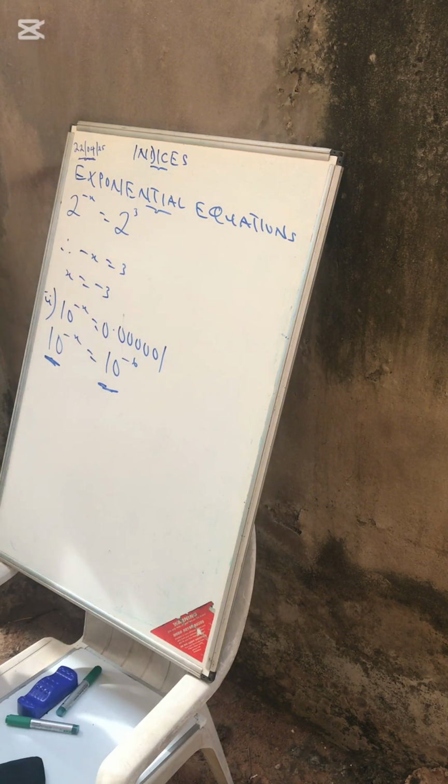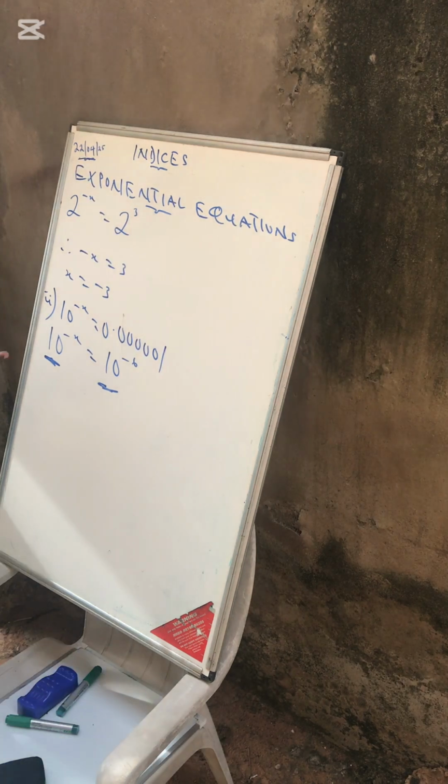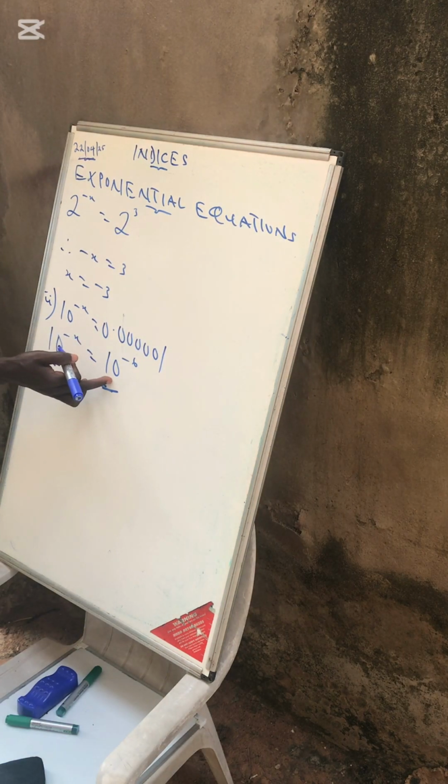Minus 6. Are you sure? I said this one is the same as 10 to the power minus 6, right? 10 raised to the power minus x is equal to 10 raised to the power minus 6. That's the next thing to write. The bases are the same. 10 is the base, minus x is the power. 10 is the base here, minus 6 is the power. You can see that on the left hand side, the base is the same as the base on the right hand side. So if the bases are the same, you can equate the powers.